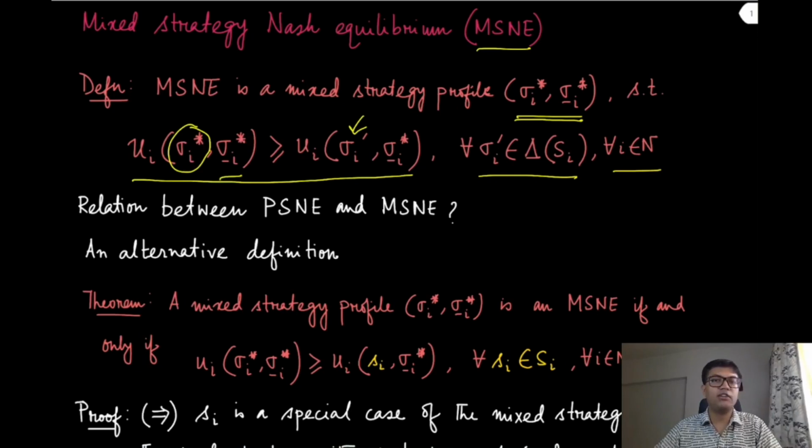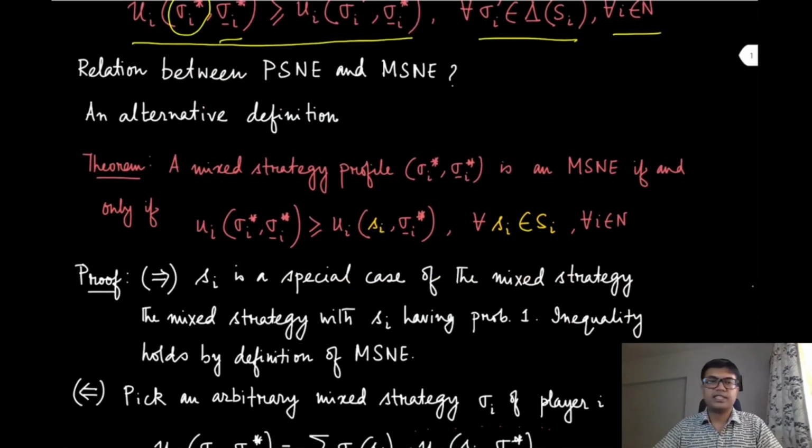You can think of that equivalently in the mixed strategy world as the probability being exactly equal to 1 for that strategy. So therefore, pure strategy Nash equilibrium is by definition a special case of the mixed strategy Nash equilibrium. So all the games that have pure strategy Nash equilibrium definitely have a mixed strategy Nash equilibrium, but the converse might not be true.